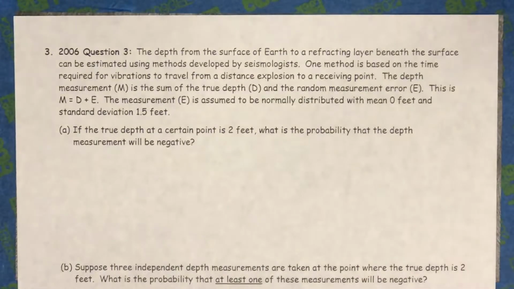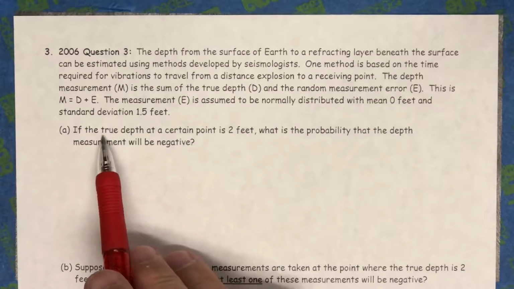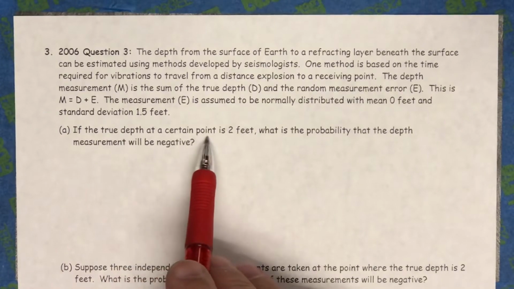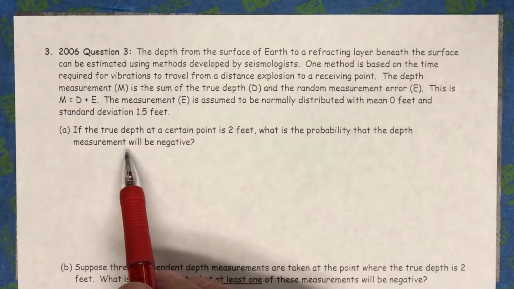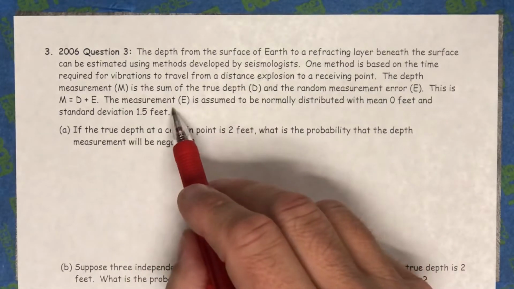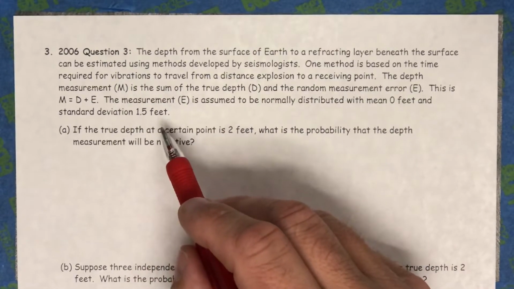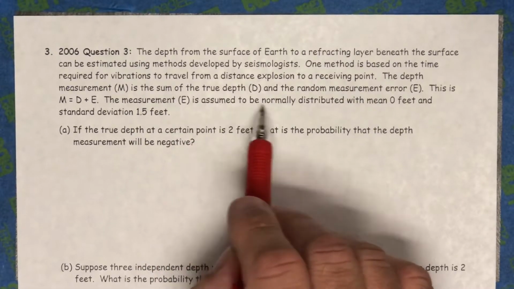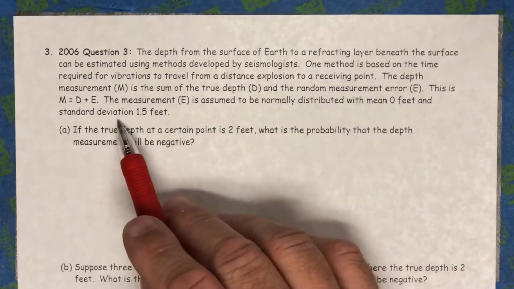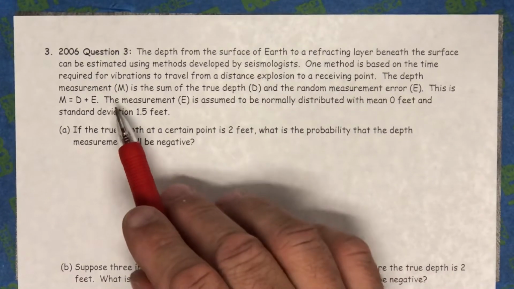Okay, 2006 question number 3. This particular problem, in my opinion, is one of the most poorly worded questions they have and very confusing. So I'll do my best. If the true depth at a certain point is 2 feet, what's the probability the depth measurement will be negative? Well, there's multiple ways to solve this problem, and that's part of the confusion. But the measurement is assumed to be normally distributed with a mean of 0 and standard deviation of 1.5.